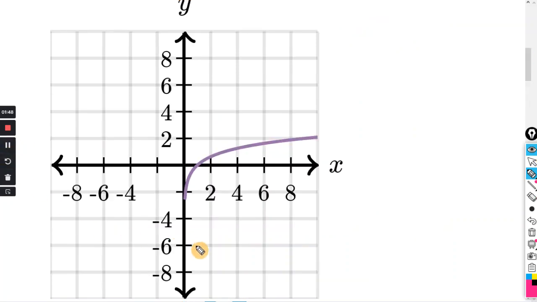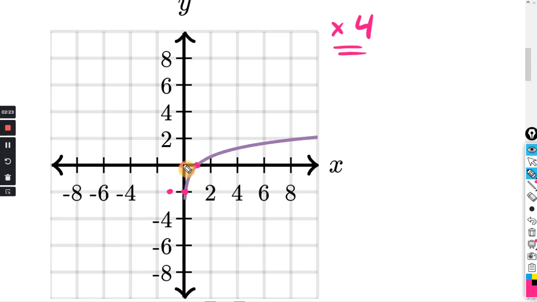Now, we said it's going to shift left 1 unit. So I can take this point right here and put it here. And also, I can take this point right here and put it here. But we also said that the whole function is going to be multiplied by 4. So all of the y values are going to be times 4.